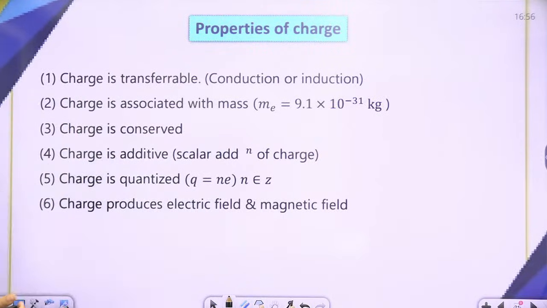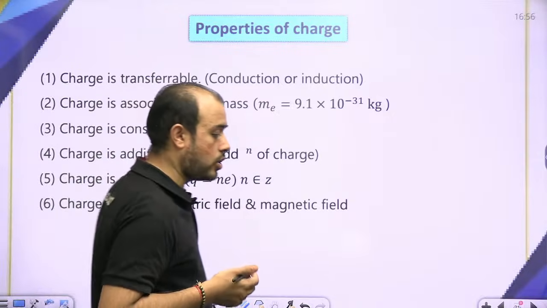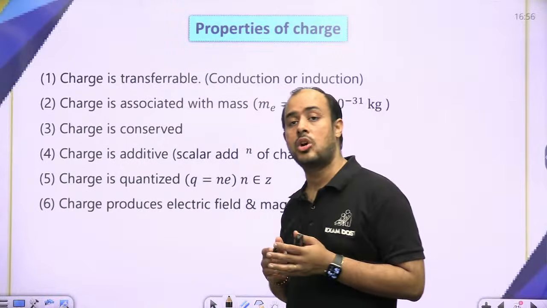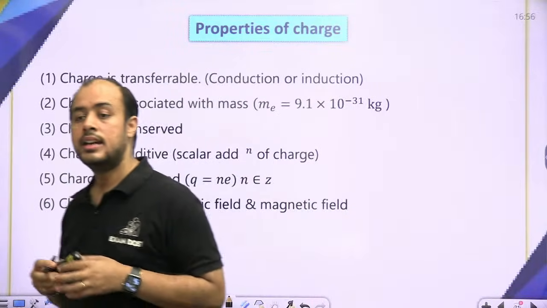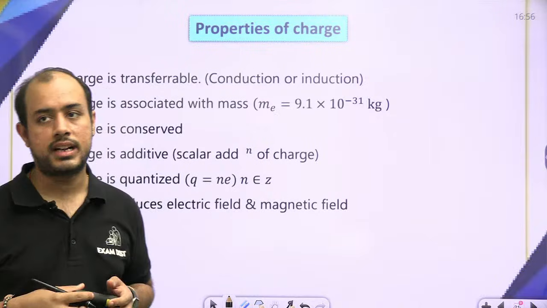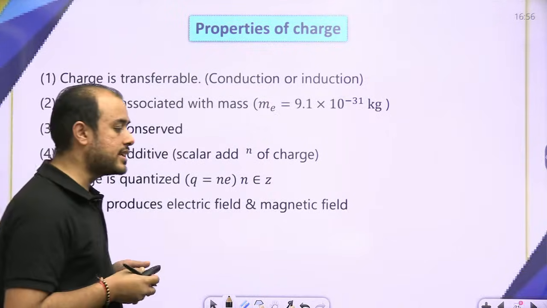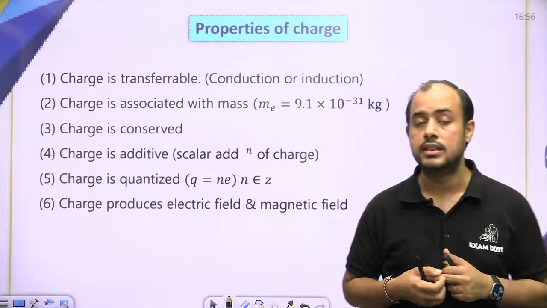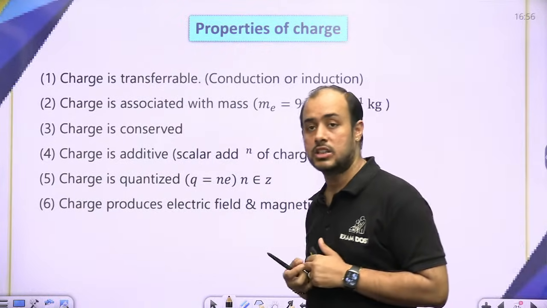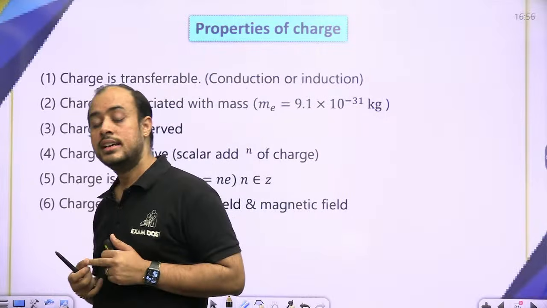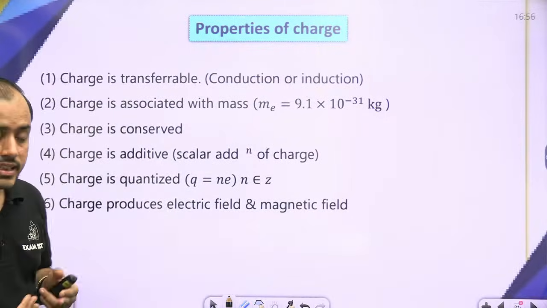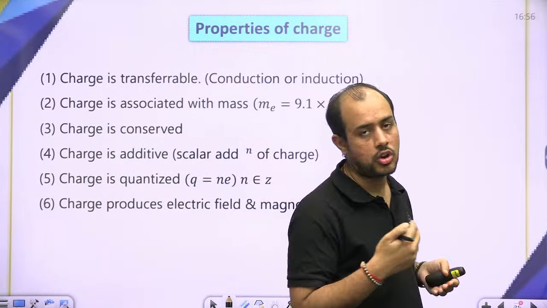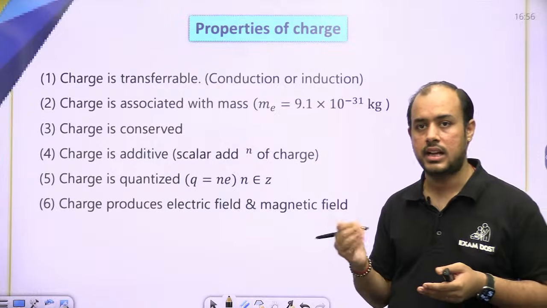Now charge is transferable. Whenever electrons are transferred from one body to another, the body donating electrons will become positively charged. The body gaining electrons will become negatively charged. Charge is associated with mass. Whenever electrons travel from one body to another, not only is the charge transferred, but mass is also transferred. Charge is conserved. Charge can neither be created nor be destroyed. That means you can neither create electrons nor destroy electrons. They can only be transferred.